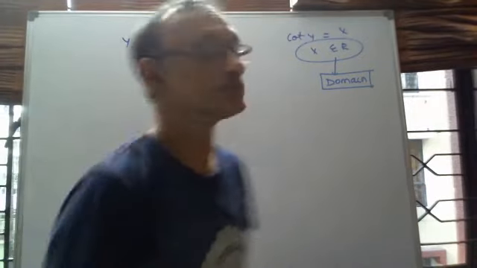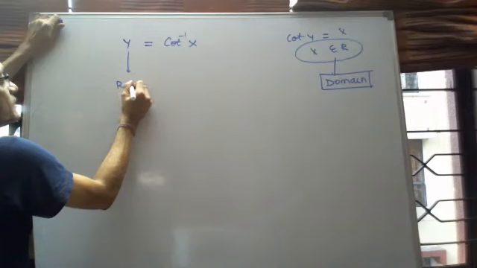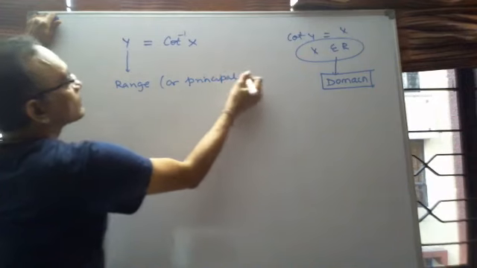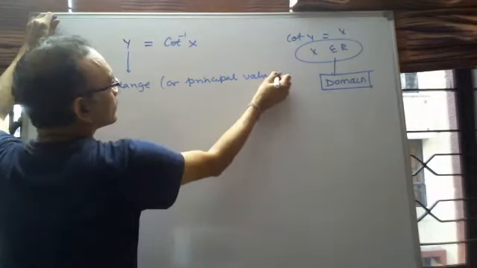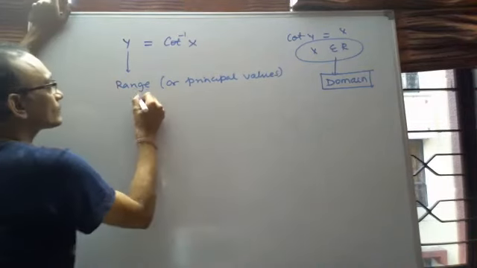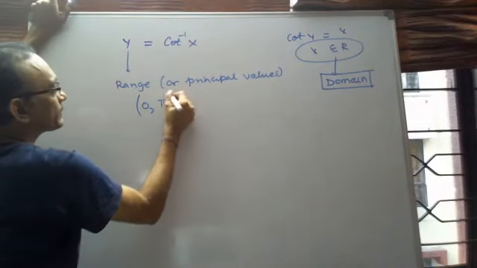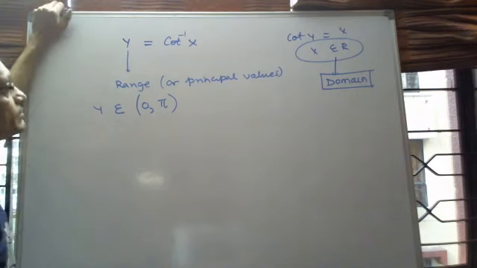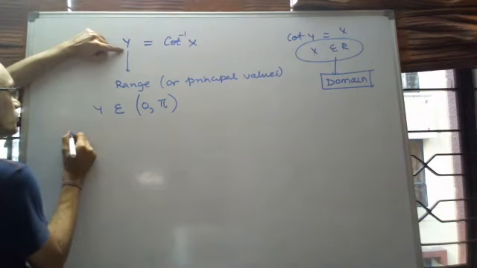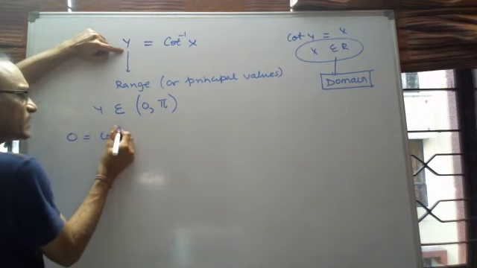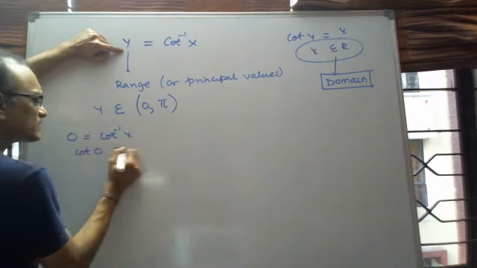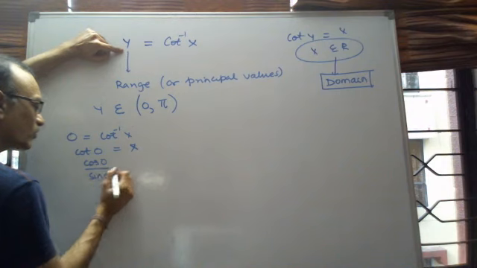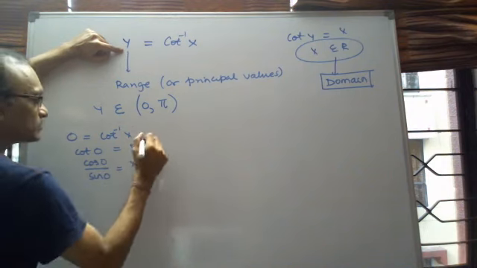Its range, the principal value, y will belong to 0 to pi. 0 and pi are not included this time. Why not? Suppose y is 0, then what does cot inverse x become? Cot 0 is x, but cot 0 is what? Cos 0 by sin 0, which is undefined, not possible.